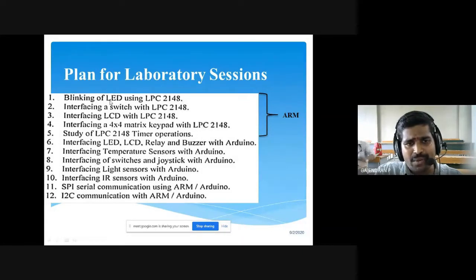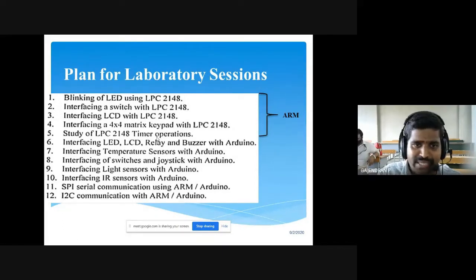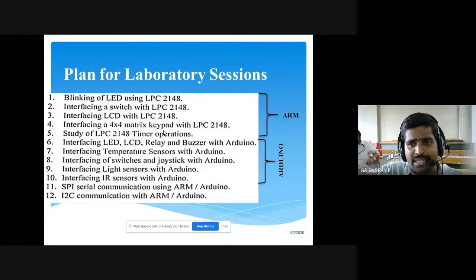Simply go through the experiments. The first one is blinking of LED. The second one is interfacing a switch. Third one, interfacing LCD. Fourth one, 4x4 matrix keyboard. Then the fifth one is the timer operation. Then the remaining experiments we are going to deal with using the Arduino.